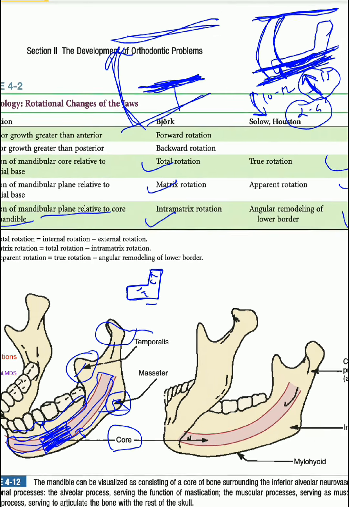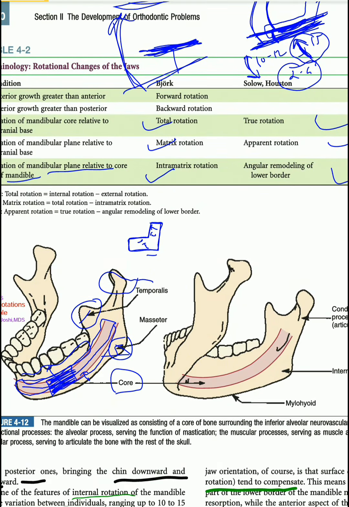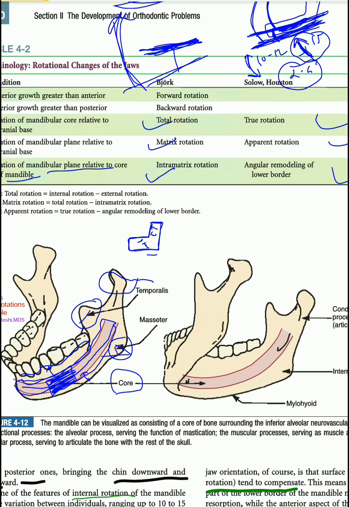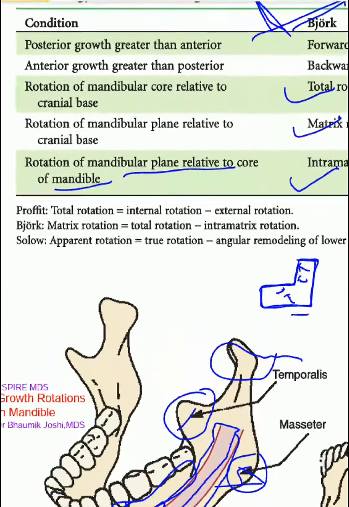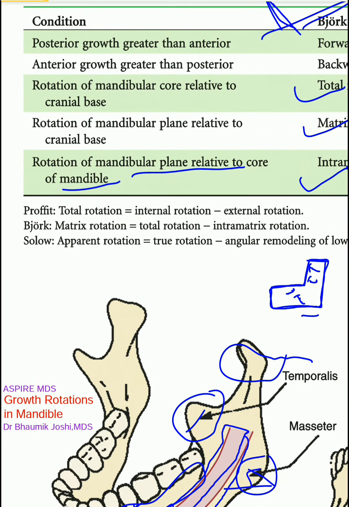And one more classification was given by Solow and Houston, in which the actual rotation, the total rotation between the core and the cranial base, is called true rotation. What we can see between the plane and the cranial base, he called apparent rotation, and the difference between both of them he called angular remodeling. So if in the exam you are asked for the formula, remember that based on who has given the formula, the formula is going to change.